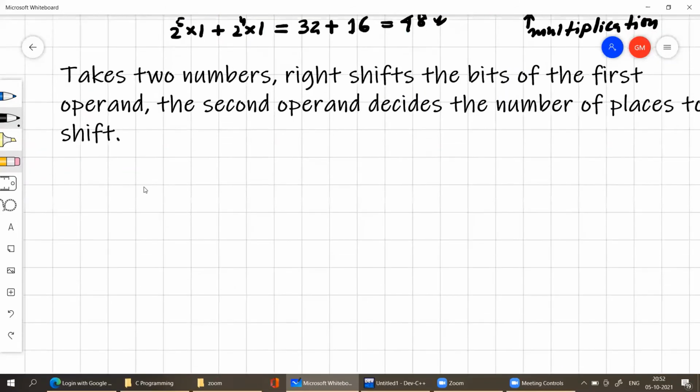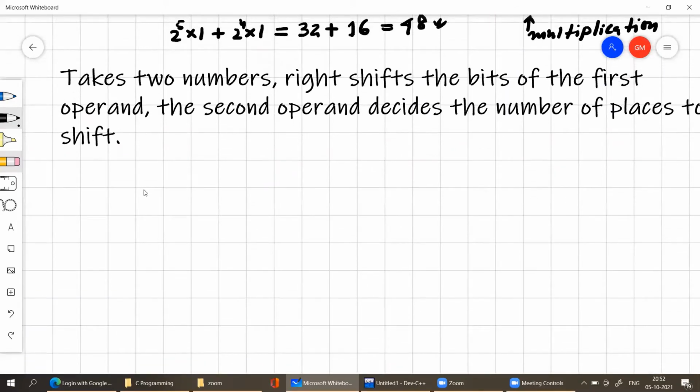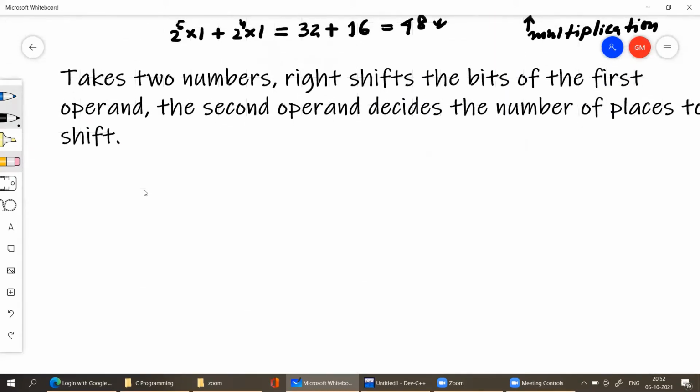Right shift is just the opposite of the left shift. In the left shift, we perform multiplication; here it will be division. We'll see this very shortly. It takes two numbers. How is it represented? It is represented by two greater-than symbols together, called the right shift. It will shift the bits towards the right. The first operand's bits will be shifted towards the right.